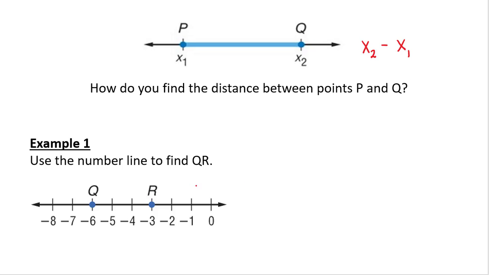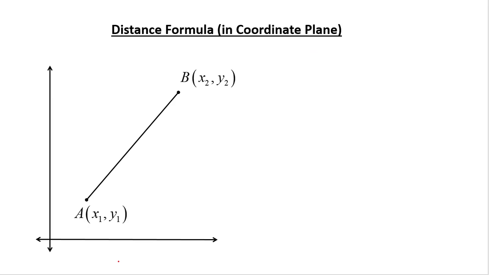So larger minus smaller. Use the number line to find QR. To find QR, I take the larger minus the smaller, and I get 3. If you look at it, you go 1, 2, 3 units. Now, why did I do that? I wanted to set us up for the distance formula.